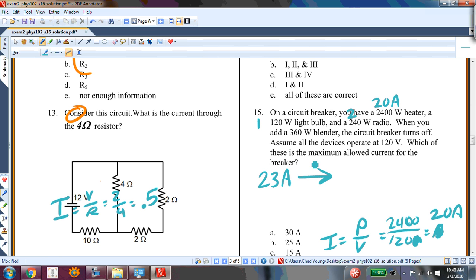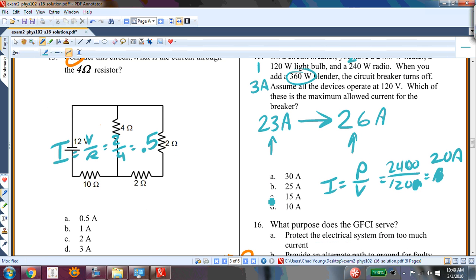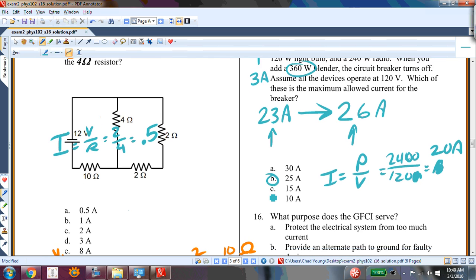And then I add this 360 watt blender, which is 3 amps, which brings me up to a total of 26 amps. So somewhere between 23 amps and 26 amps, it exceeds the maximum. And so I'm looking for a number between 23 and 26. B is the right answer for 15.